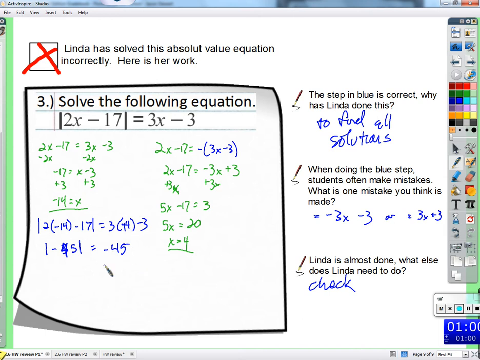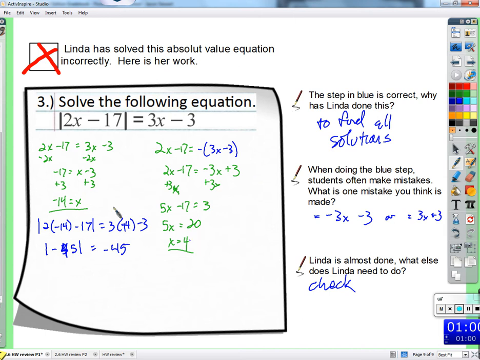You can't have a negative on the right side. Why not? Because absolute value is always positive. Good thing that we're just thinking about that. You cannot take the absolute value of a number and get a negative number. Absolute values are always positive.